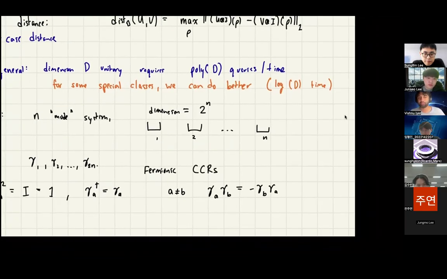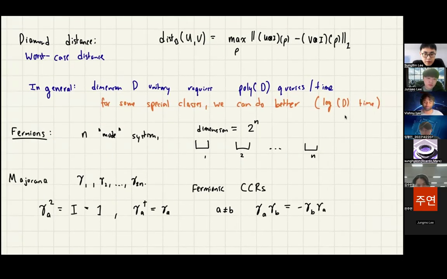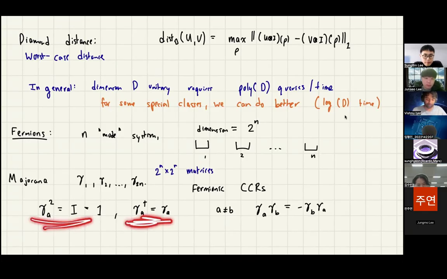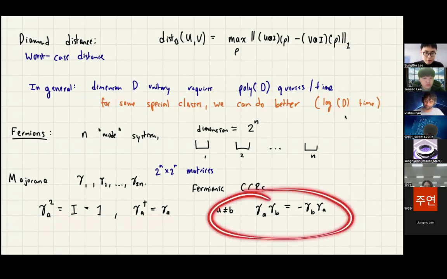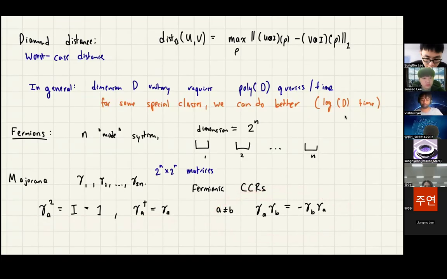Okay? And each of these Majorana operators, you should think of as 2 to the n by 2 to the n matrices. These matrices are Hermitian, they're unitary, okay? And you can use them to write any operator, okay? And then they have this anti-commutation relation. Okay, so these are the basics of fermionic systems.